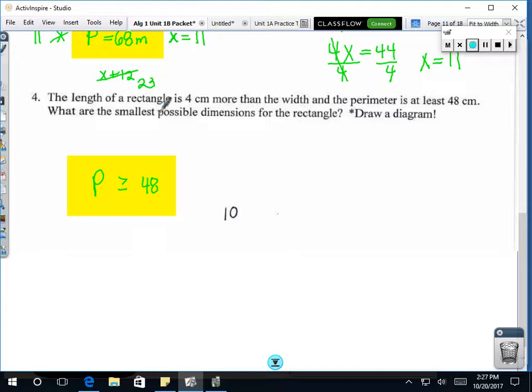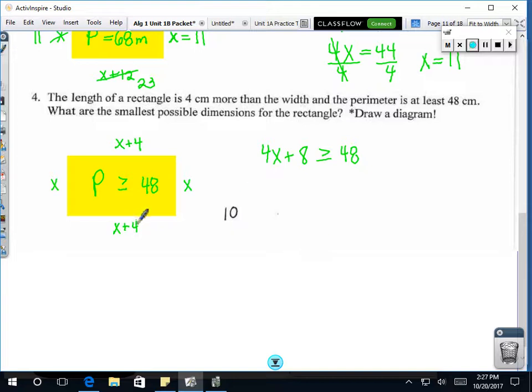Okay, now right now we have no idea what the width is, and we have no idea what the length is, but we do know one thing about the length. It's 4 more than the width. So it's x plus 4. And then that means this side would also be x plus 4, and then this side would be x. To find perimeter, you add them up. What do those add up to be? Okay, and it needs to be greater than or equal to 48.